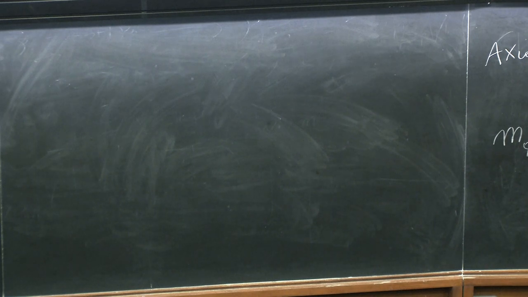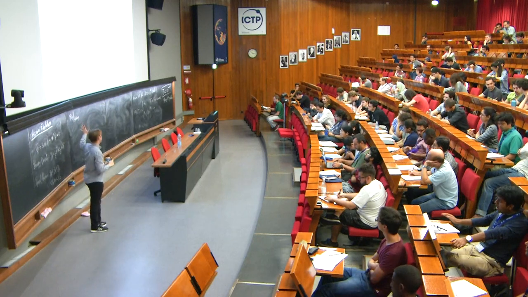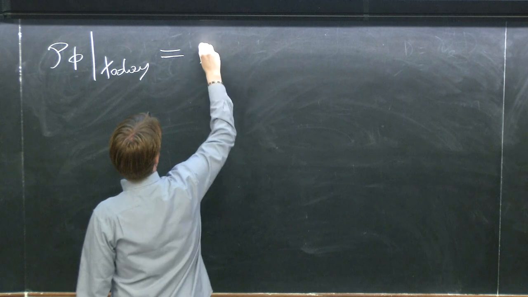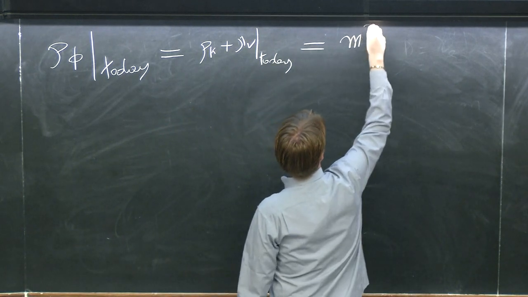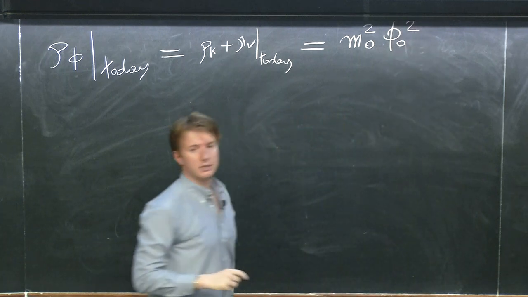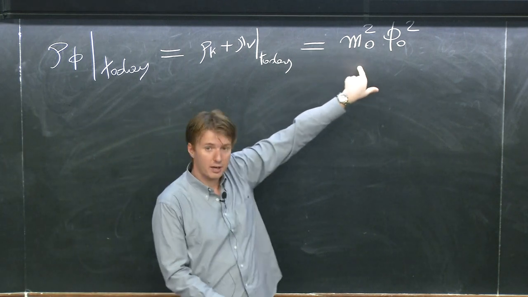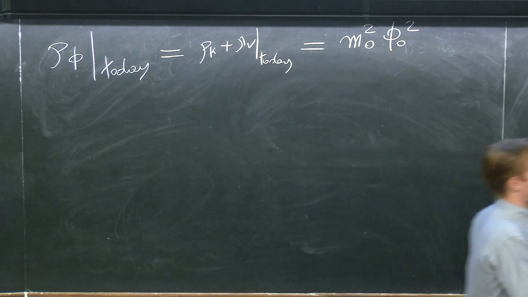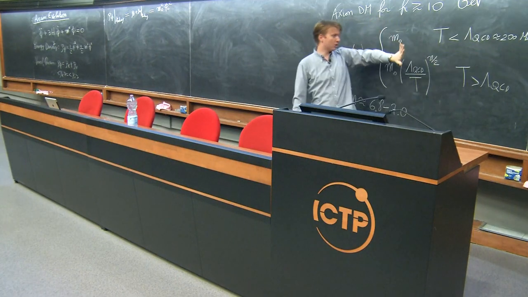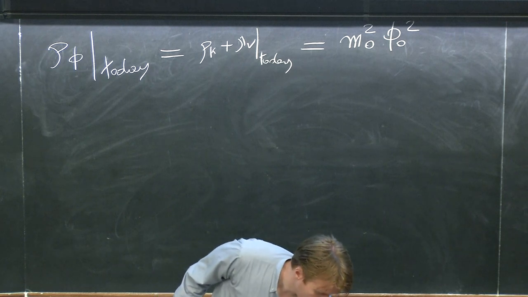So what I want to do is to compute rho of phi today. This is rho phi today. And rho phi today is rho K plus rho V today. And by applying the virial theorem again, this is the result. It's twice the potential energy because of the virial theorem. Kinetic and potential are the same. So it's the mass today squared times the amplitude today squared. The mass today, we know: today the temperature of the universe is way below 200 MeV. So we know this. What we don't know is phi zero today. So that's what we will do now.